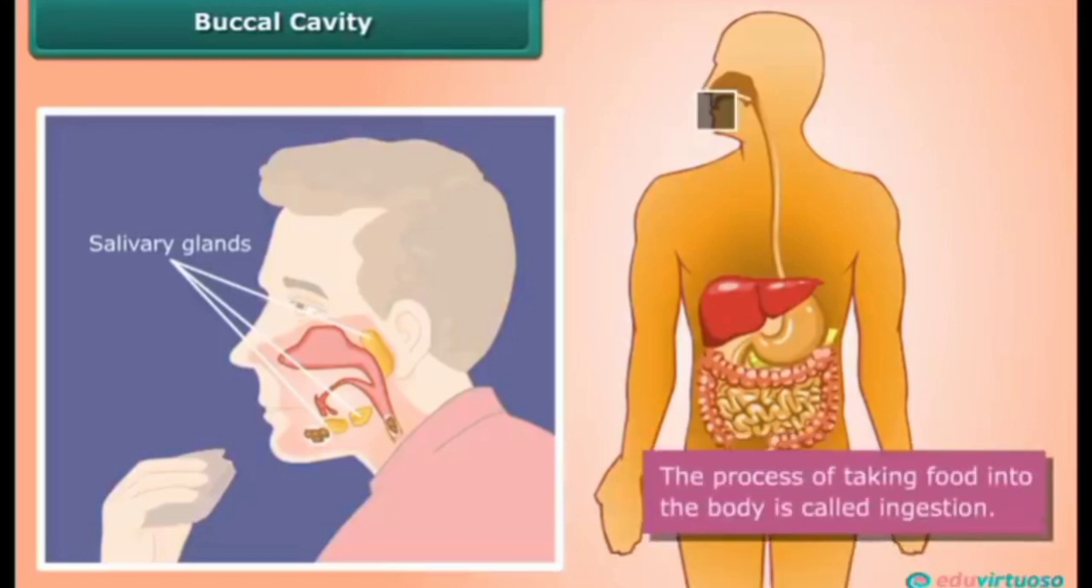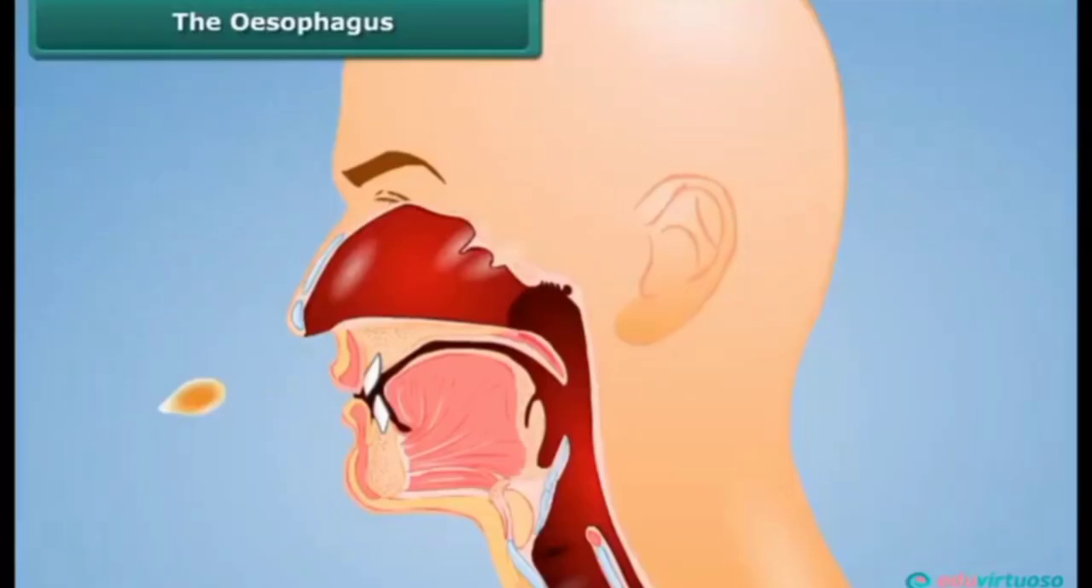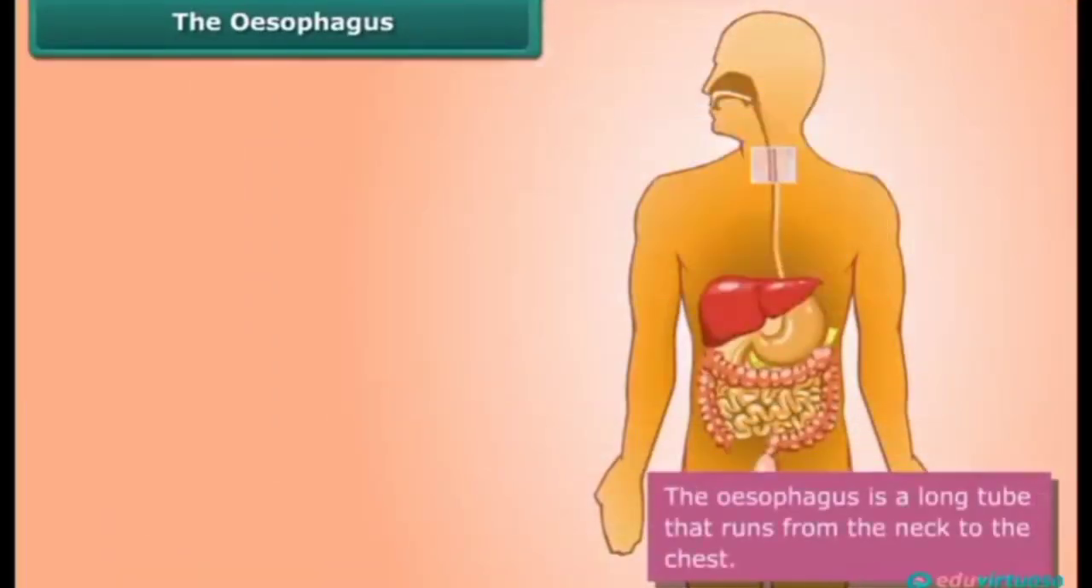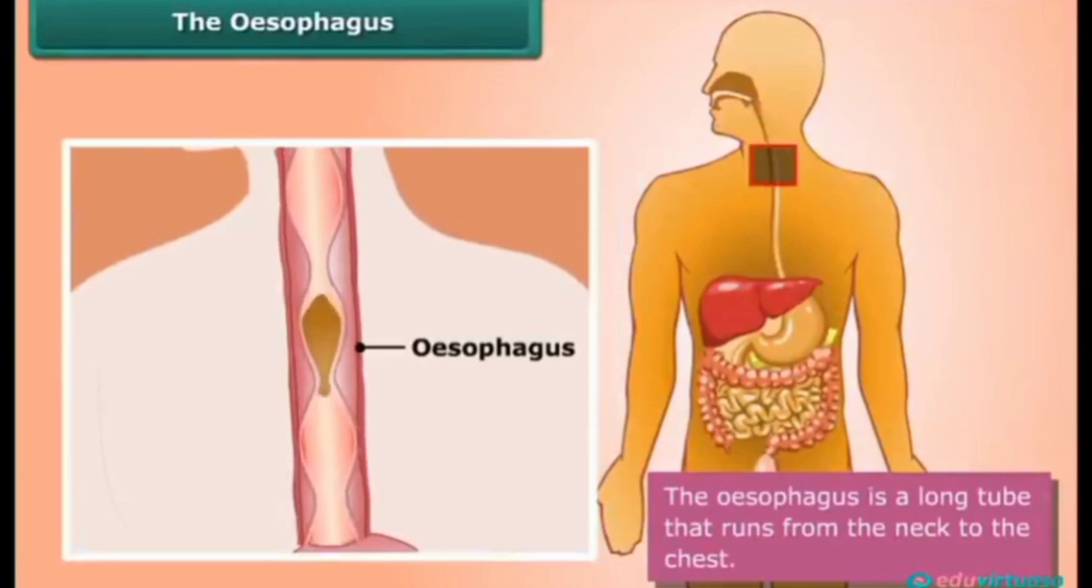The process of taking food into the body is called ingestion. This is the process of ingestion. The food comes into the buccal cavity, and after that it comes into the esophagus. The esophagus is a long tube that runs from the neck to the chest.